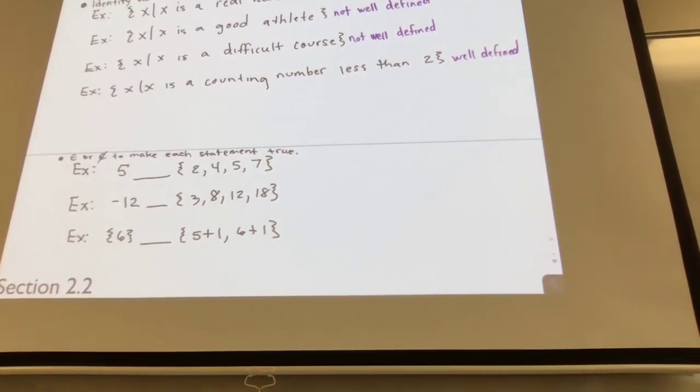-12, and then the last one. So this one was easy. We said yes, that's an element. -12, what about it? -12 is not in the set because +12 is, but not -12. What about this last one? How do you feel about that? Anybody want to take a guess at it? Would you say it is or it isn't? So this one is not.